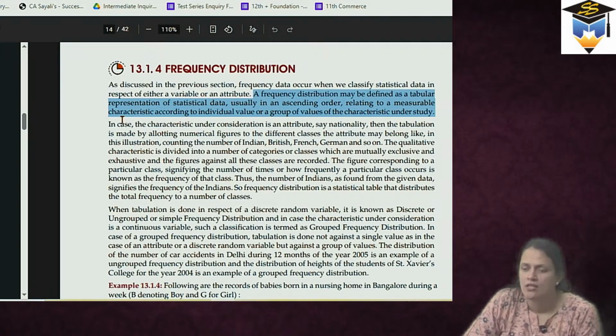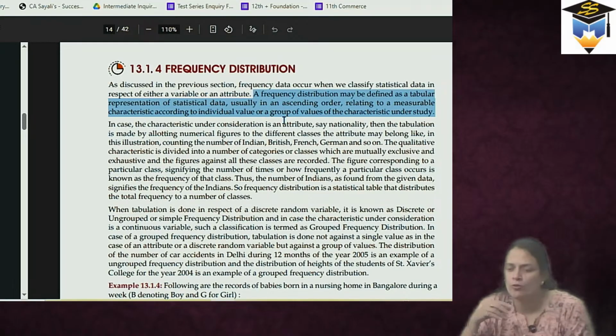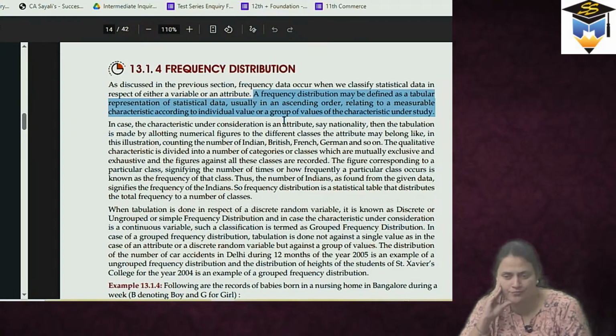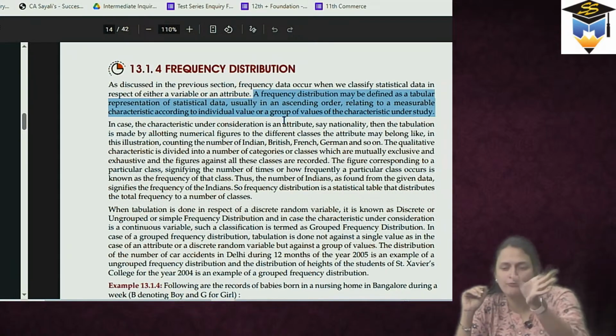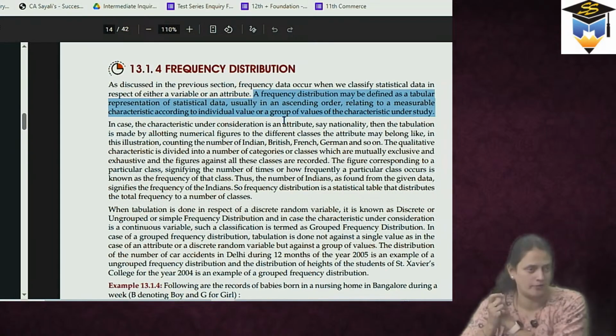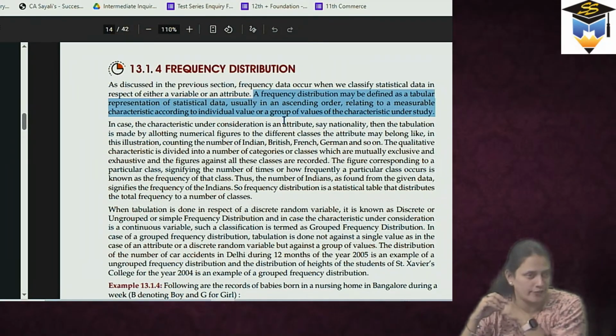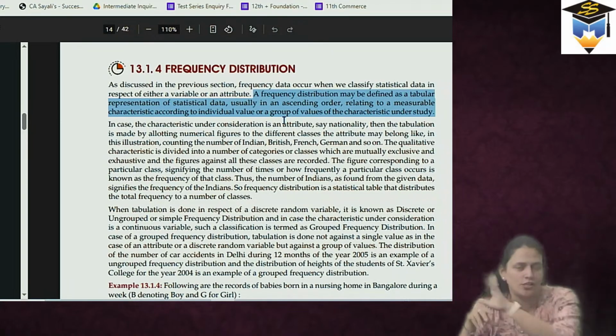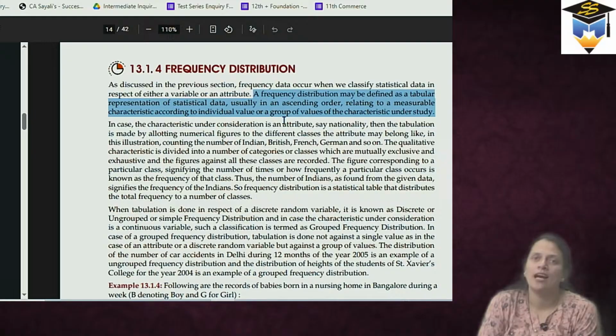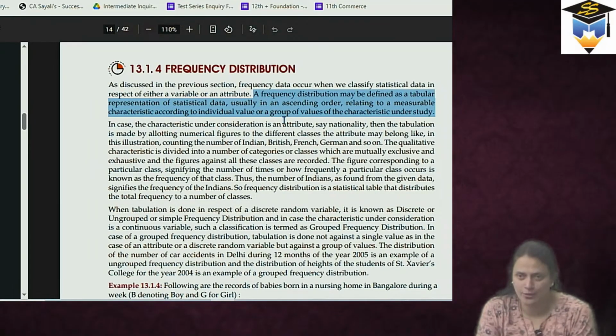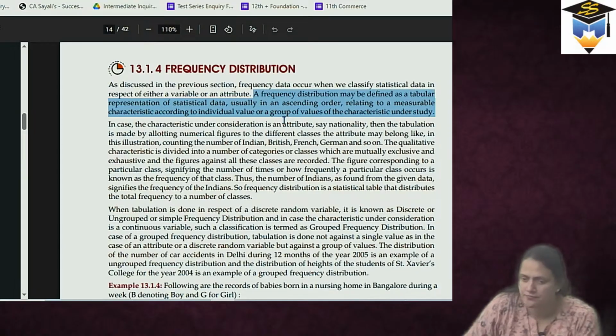Okay. So now for an attribute, let's say it is nationality. Either you have to find out the number of Indians, number of British, French, German. So this is nothing but what? It's qualitative data. It is not quantitative data, correct? British, Indian, German, French, this is qualitative data. Now when we represent numerical values, those will give us the quantitative data.